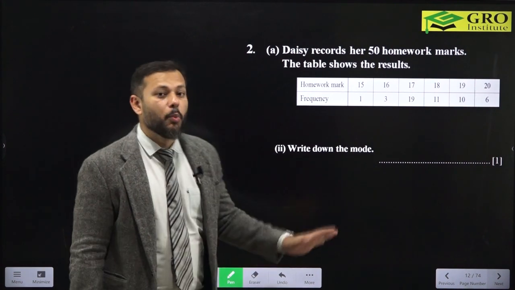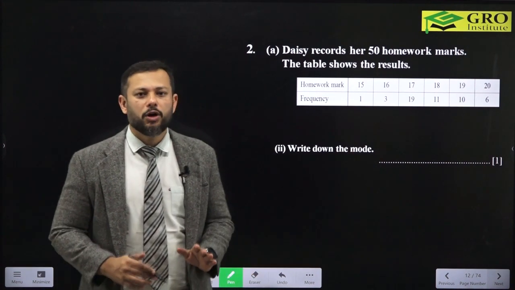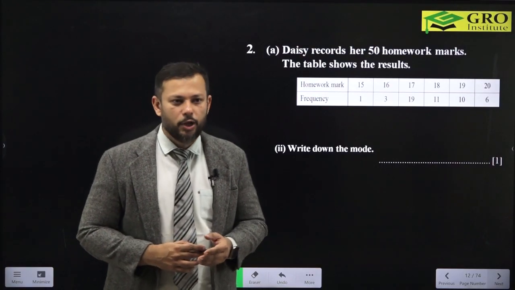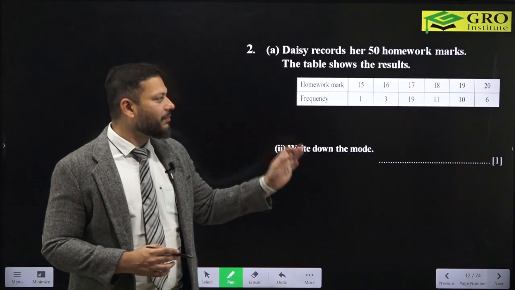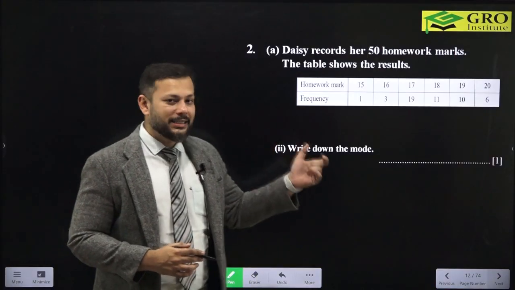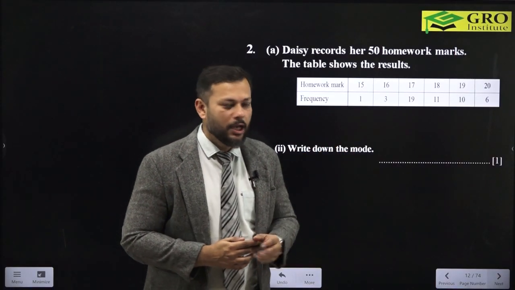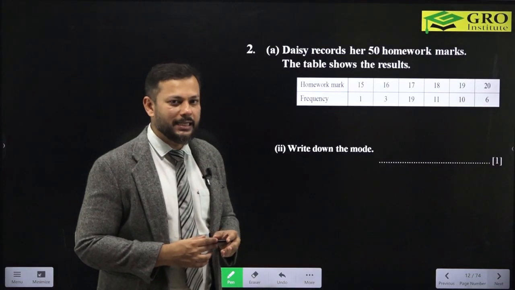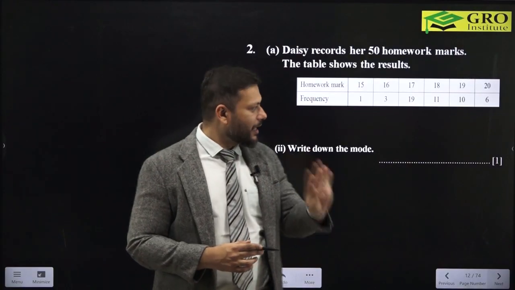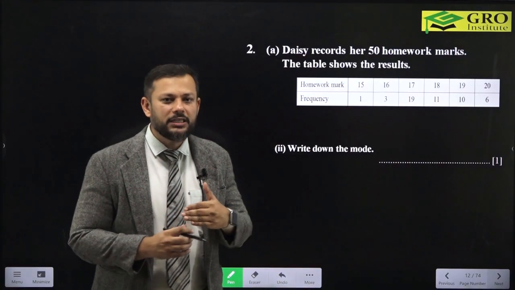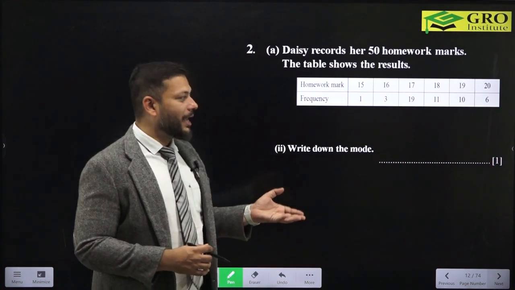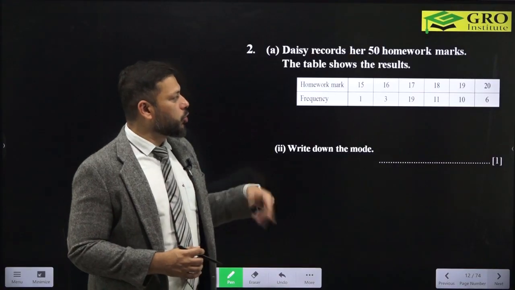Now we have to write down the mode. Guys, what is mode? Mode is one of the central tendencies that we measure whenever we are given a set of data. So mode is the data which occurs most often, which is present the maximum number of times. If I look at the marks scored by Daisy, they are 15, 16, 17, 18, 19 and 20. These are the 6 different marks scored by Daisy. So which one among them has been scored the most number of times?